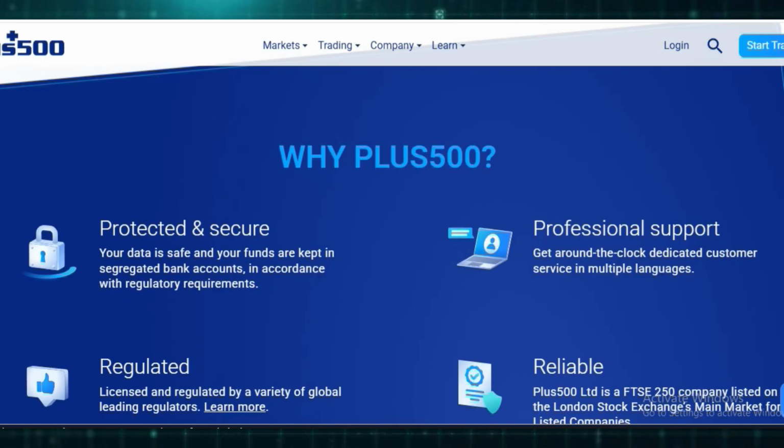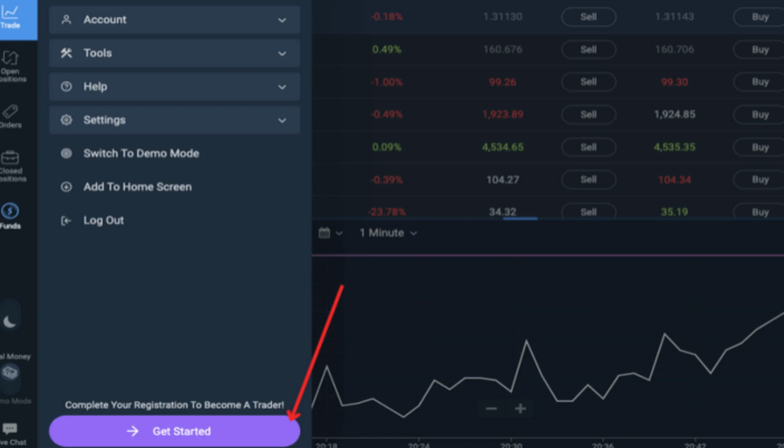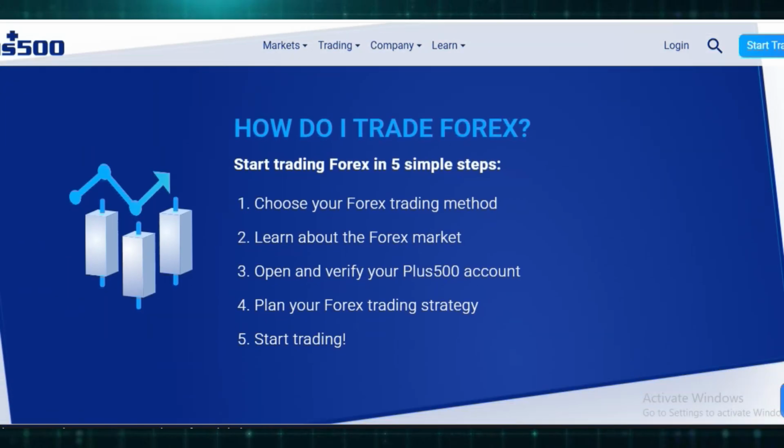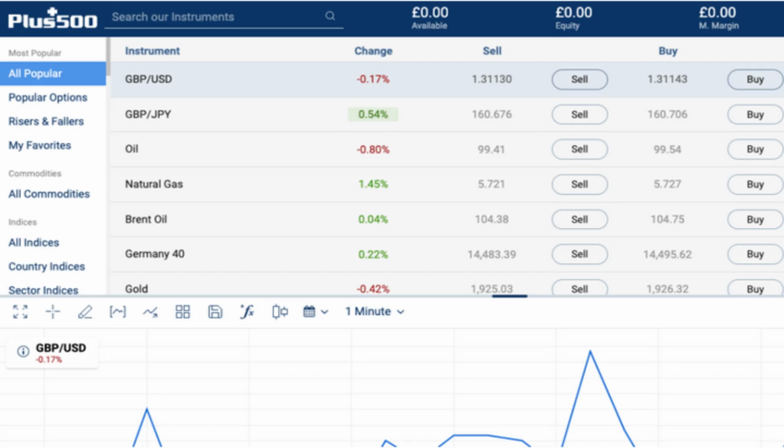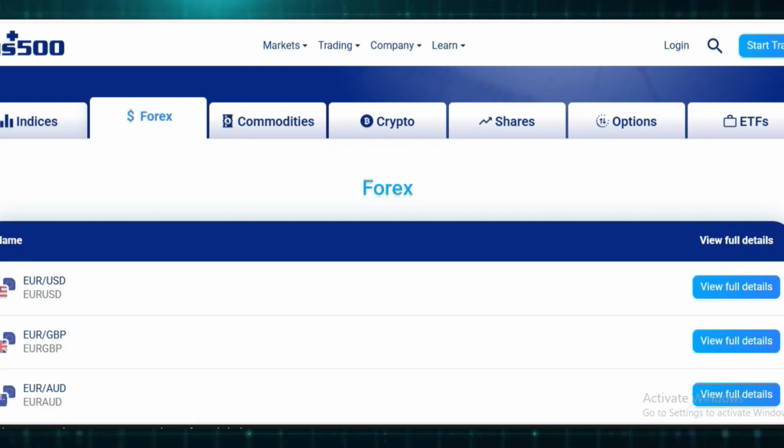You begin by creating an account on Plus500 and logging into the trading platform. Once you're in, you'll find various Forex pairs listed, such as EUR/USD, USD/JPY, and others. Each pair includes a base currency and a quote currency, and the platform will show you the exchange rate, essentially how much of the quote currency is needed to buy 1 unit of the base currency.